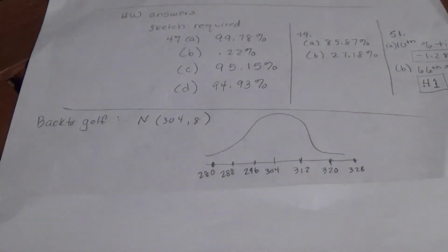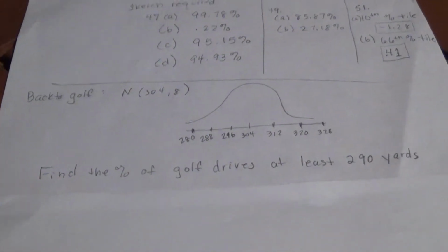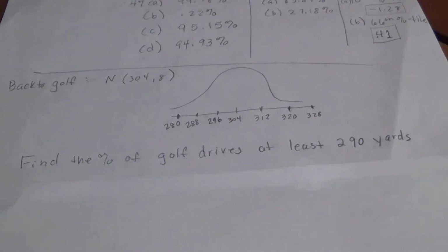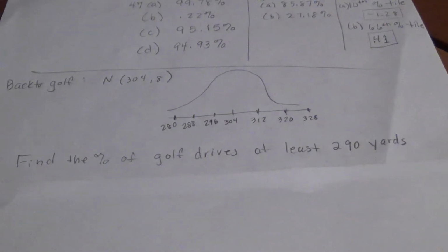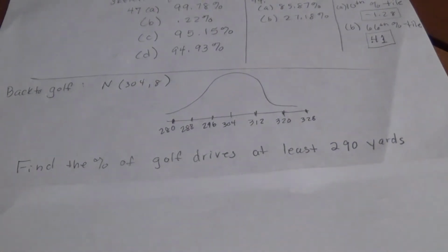Alright, here we are on part 2. We're going to do one other kind of problem today, and we're going to go back to our golfing example where the normal curve had a mean of 304 and a standard deviation of 8, and there's a quick sketch of it again. What we're doing this time is we're going to find the percent of the golf drives that are at least 290 yards.